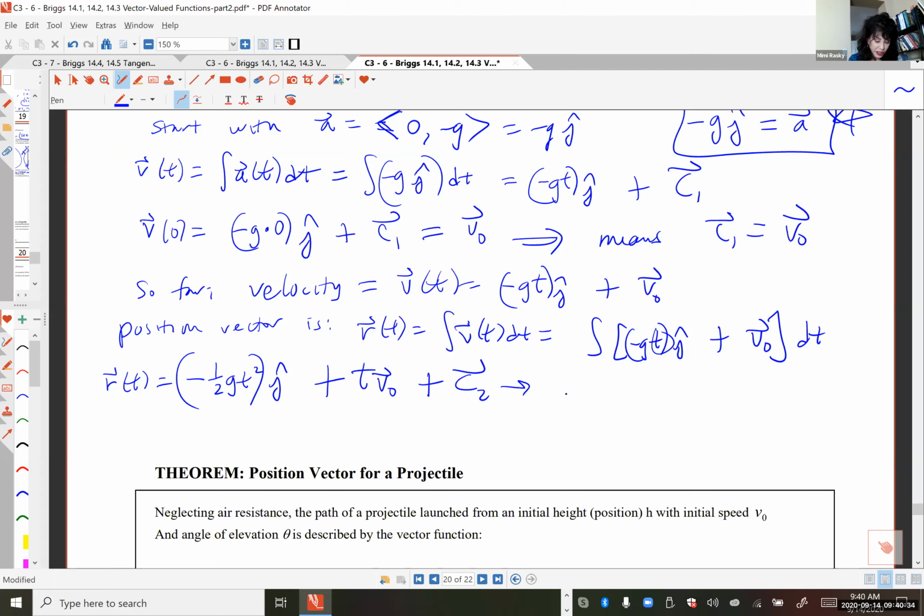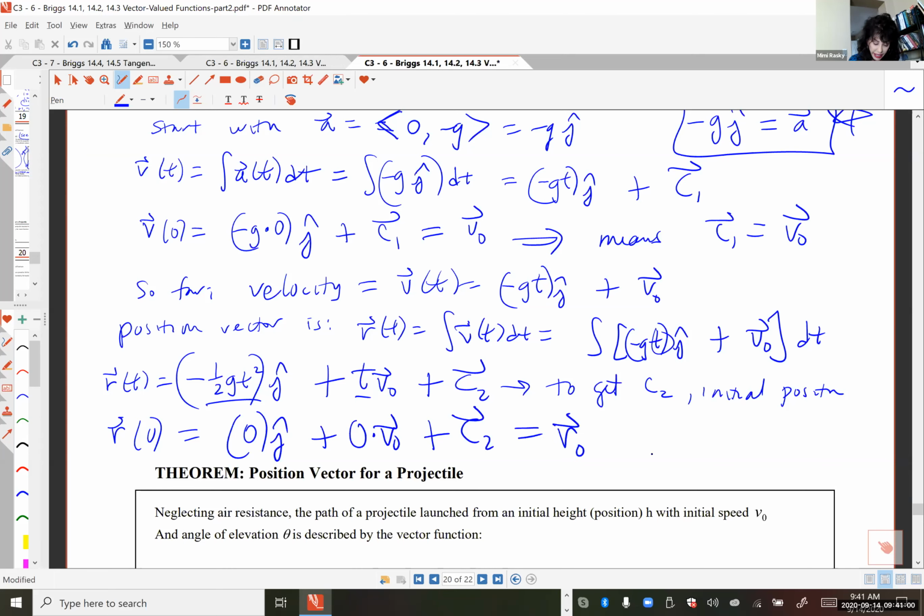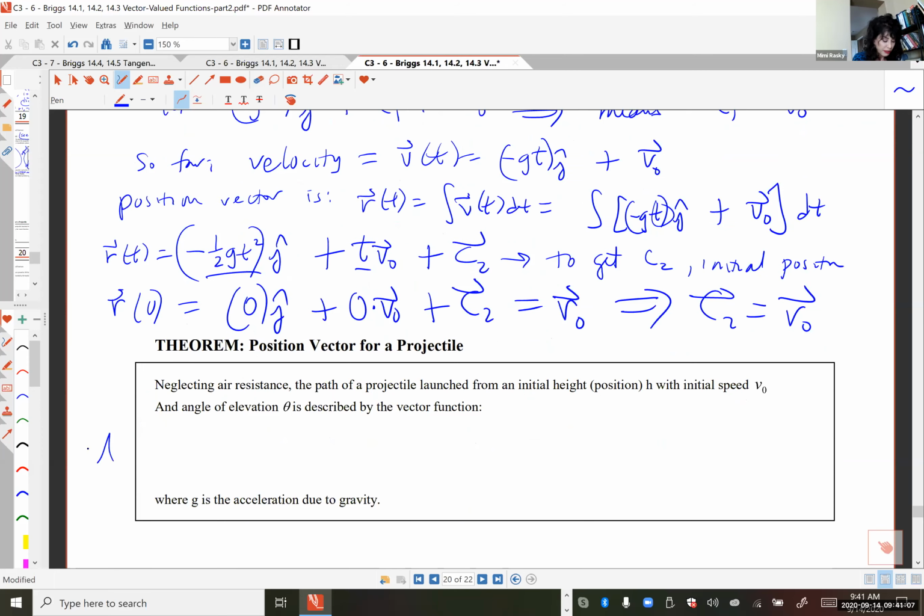But then to get c2, you're going to use the initial position, which basically states the following. R evaluated at 0, where we plug in 0 everywhere we see a t, you're going to basically have 0 j hat plus 0 times v naught vector plus c2. That has to equal r naught, but that just means that your c2 vector had better be exactly the same as your initial position. And now we're done. And now I'll put the grand finale right here in this theorem box.